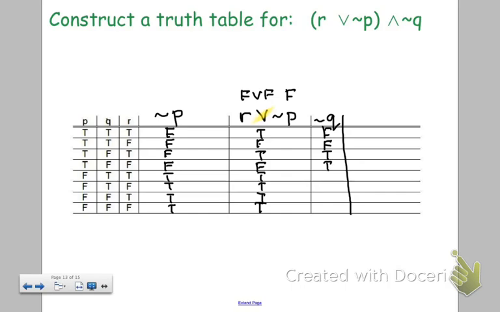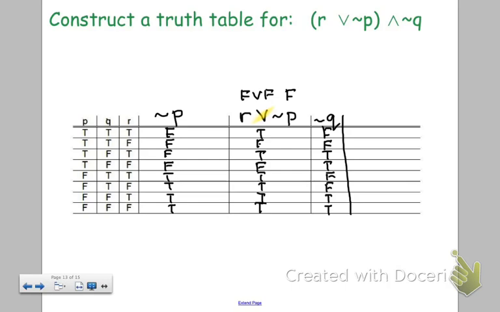Q is true in my 5th row, so not Q will be false. Q is true in my 6th row, so not Q will be false. Q was false in my 7th row, so not Q will be true. And Q again was false in my 8th row, so not Q will be true. So my not Q column reads down false, false, true, true, false, false, true, true. All right, I have all the pieces I need now for my final statement.